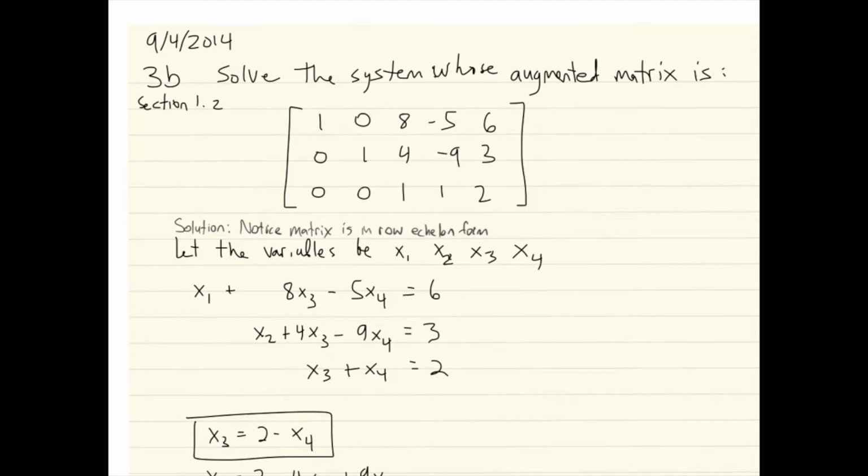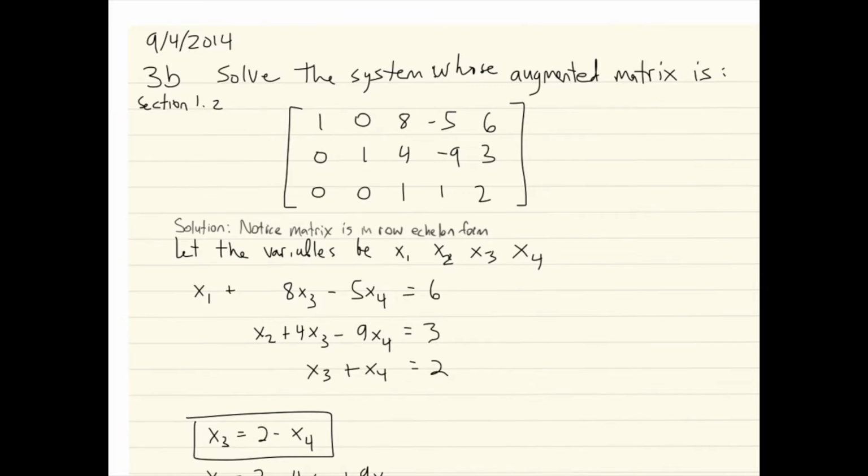Let's do a simple exercise from Anton, section 1.2, exercise 3b, which says: solve the system whose augmented matrix is given by this matrix here.